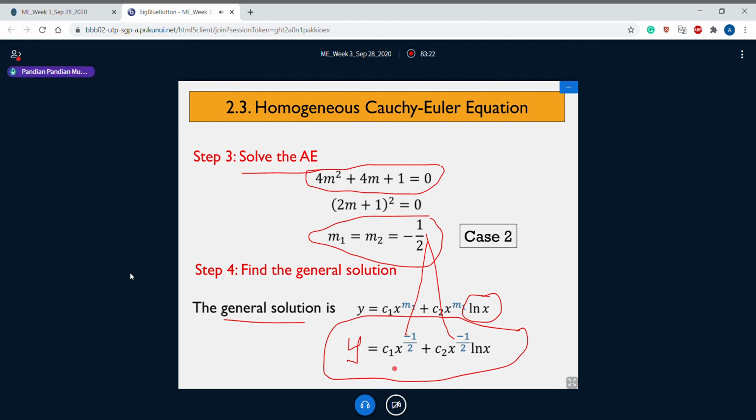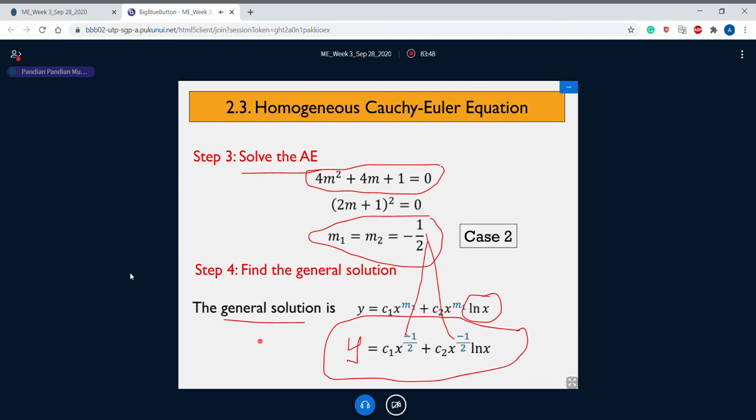But still, the C1, C2, we cannot find the values at the moment, because if you want to find C1, C2, you need initial conditions. In that case, the problem will be an IVP, initial value problem. But at the moment, we are not dealing with initial conditions.